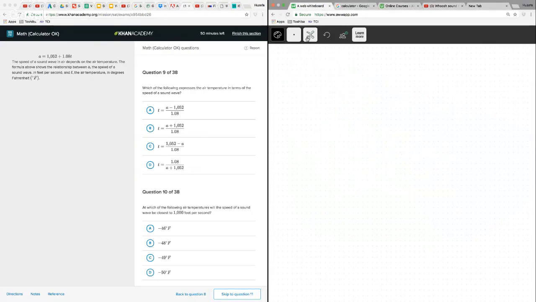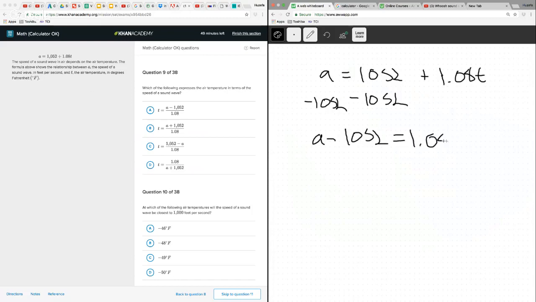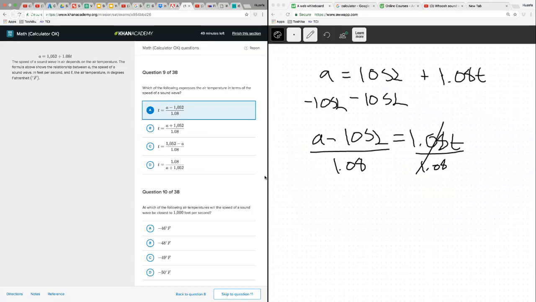All right, now we got 2 questions. So let's see what it says. A equals 1,052 plus 1.08t. And the formula above shows the relationship between A, the speed of a sound wave in feet per second, and T, the air temperature, not time, in degrees. Which of the following expressions expresses air temperature in terms of speed? All they're doing is isolating t. If we want to isolate t, we first subtract 1,052, right? And then we divide by 1.08, and that's it. A minus 1,052 divided by 1.08.